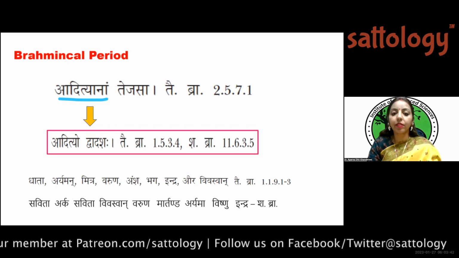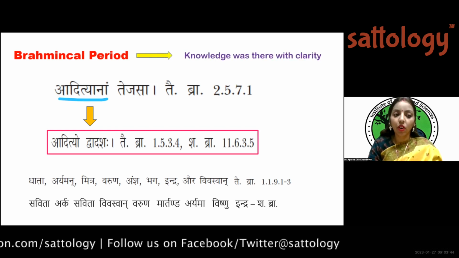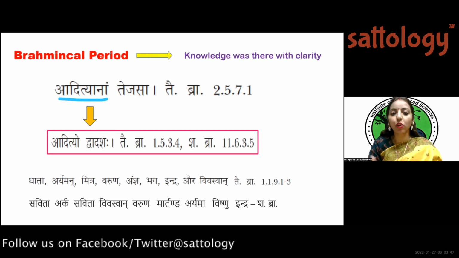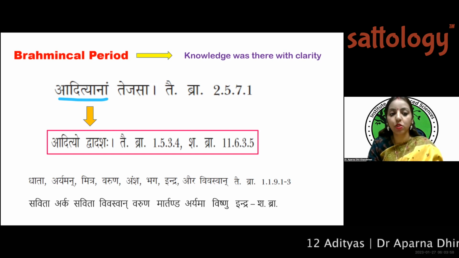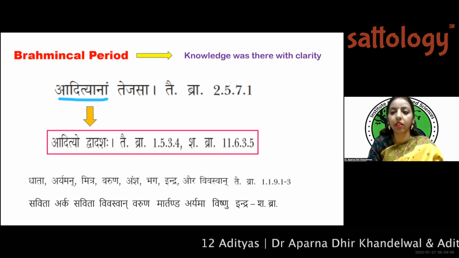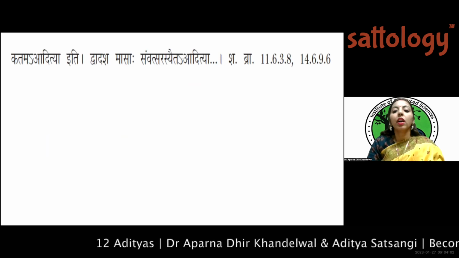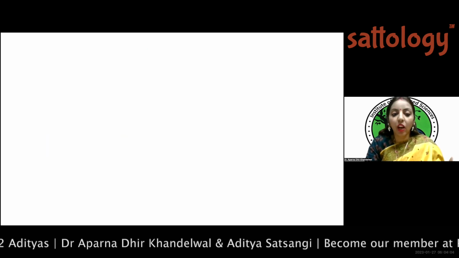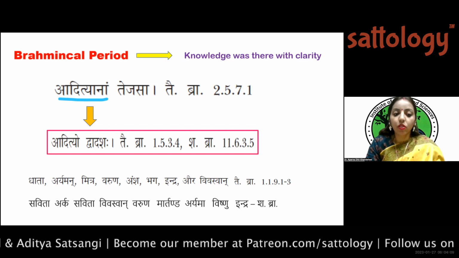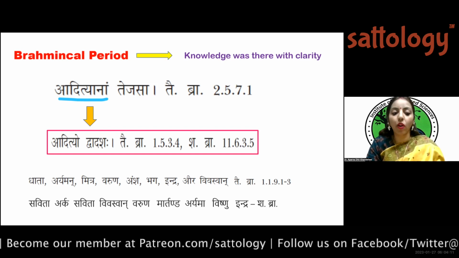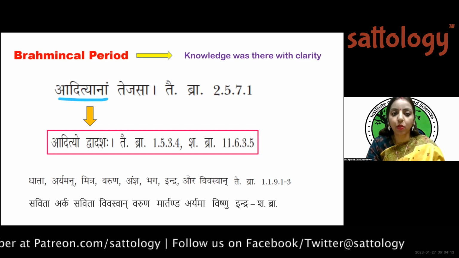So we can say the knowledge about the Adityas was there in the Brahminical period, but with very much clarity. It was not clear in the Rig Veda period, but it is clear in the Brahminical, or rather the Yajurvedic Brahmanas period. So again, now, Adityoho Dwadash. What does this Dwadash stand for? The term Dwadash stands for what?